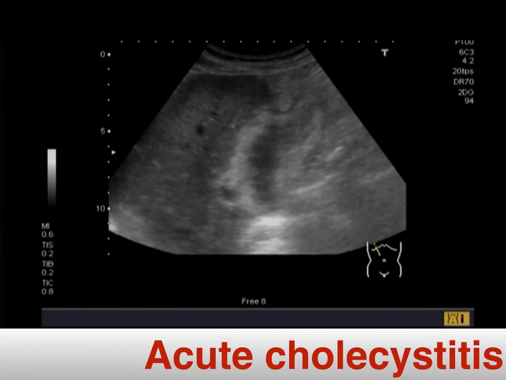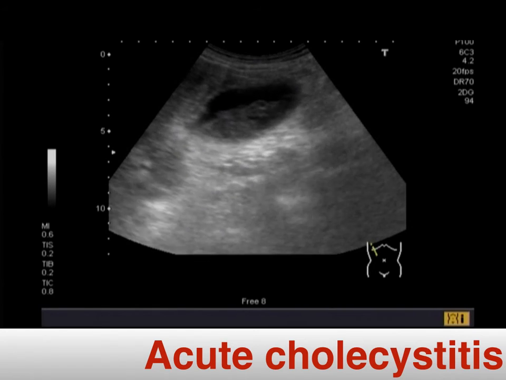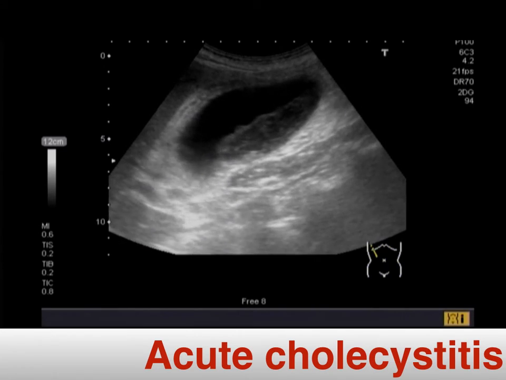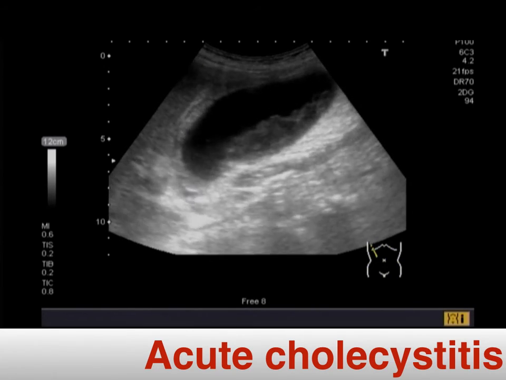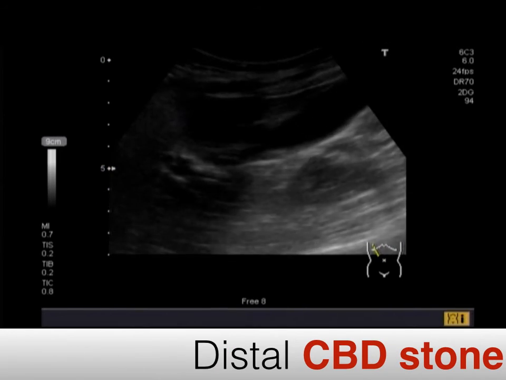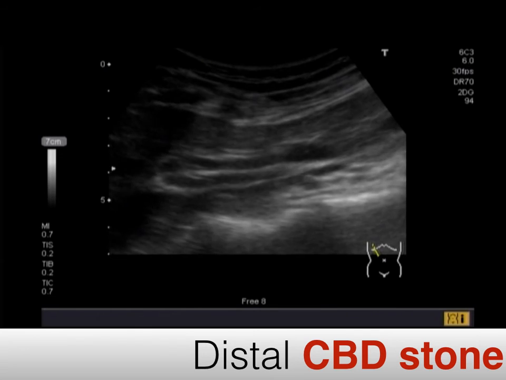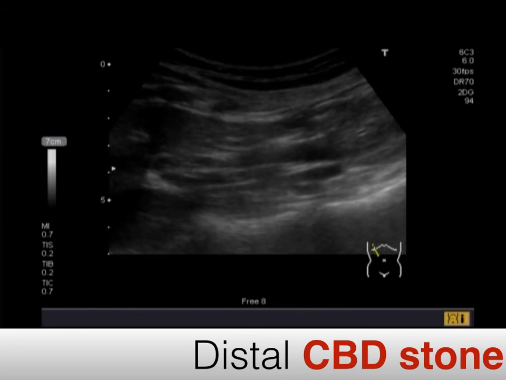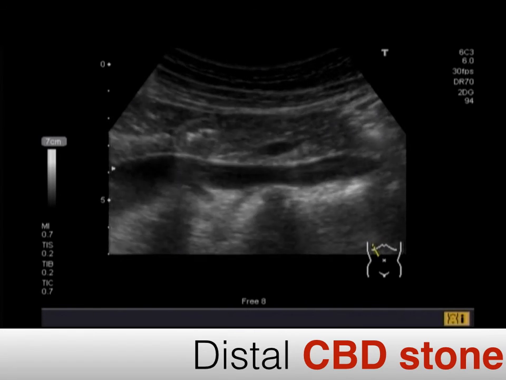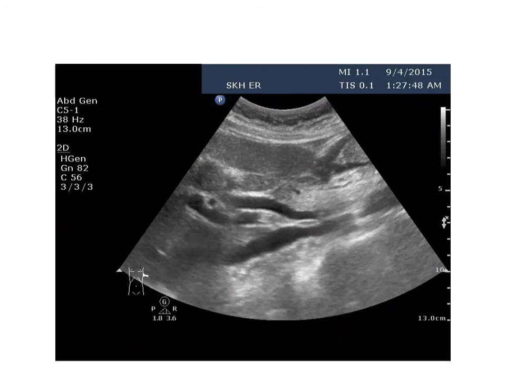And this one, the portal vein and the common bile duct. Multiple layering is much more specific for acute cholecystitis than wall thickening alone. As you can see, the gallbladder wall has multiple layers, even with the sludge inside. Then if we are looking for the common bile duct, from the gallbladder go to the portal vein, and the tube lying above it is the common bile duct. You can trace it to the distal end to find something, if you are lucky enough.